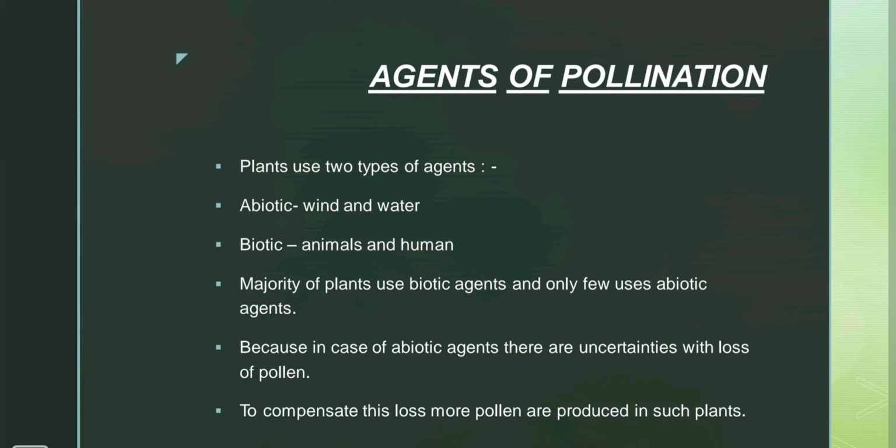Pollinators are the agents of pollination. Plants use two types of agents: abiotic, that is wind and water, and biotic, that is animals and humans. The majority of plants use biotic agents and only a few use abiotic, because in the case of abiotic agents there are uncertainties with loss of pollen. To compensate for this loss, more pollen is produced in such plants as compared to the ovules produced in the embryo sac of the ovary of the plants.